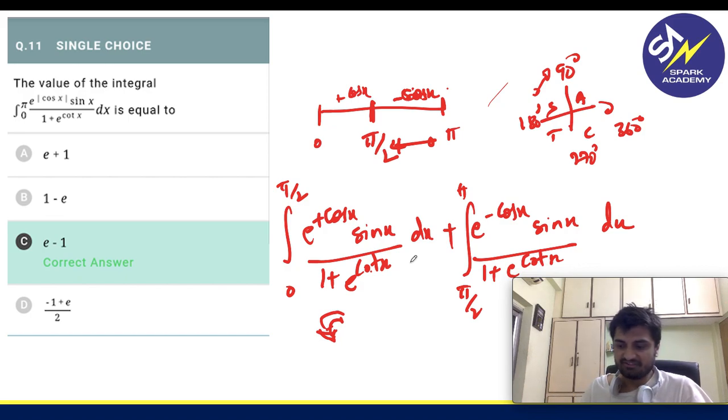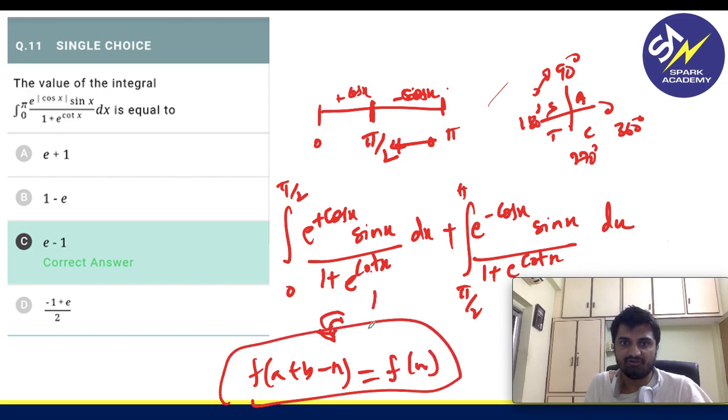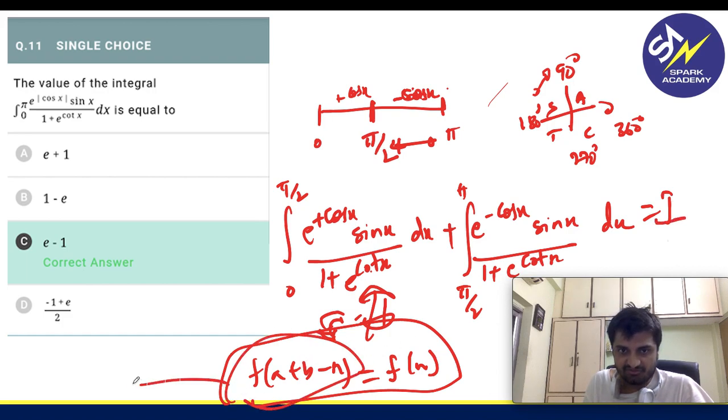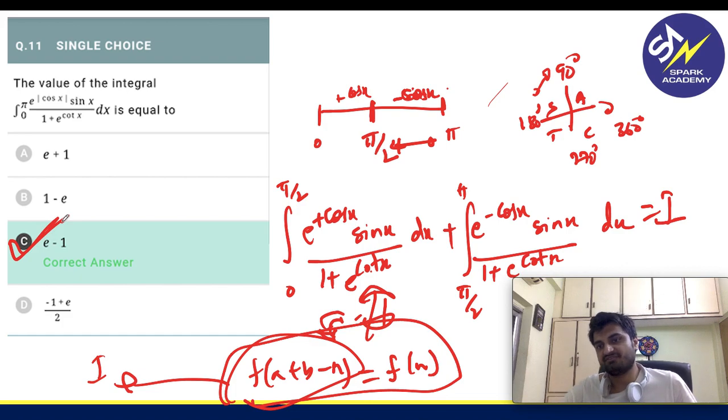Right? So now you can just simplify this, right? You know how to simplify indefinite integrals, guys. So we can use the form f of a plus b minus x equals f of x in the indefinite integral. If you do that, I is equal to this, you can also write it like this. So you do I plus I, and I think you will get option C as the answer. Very easy, everyone.